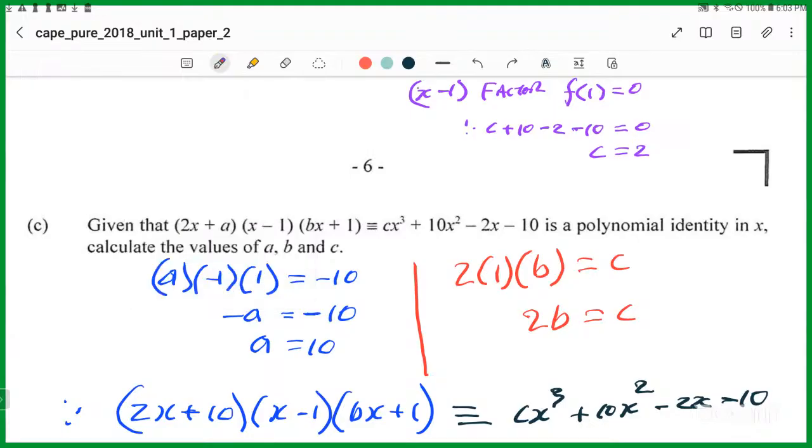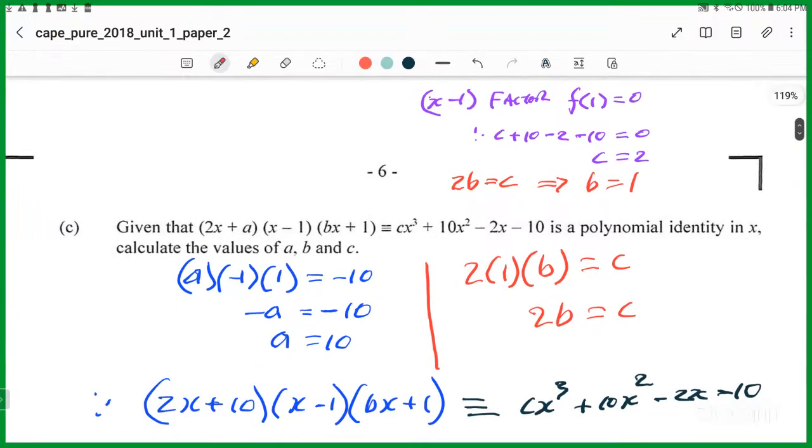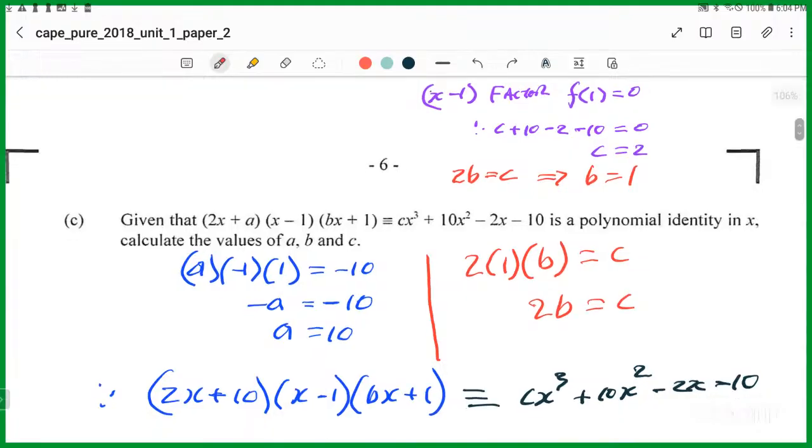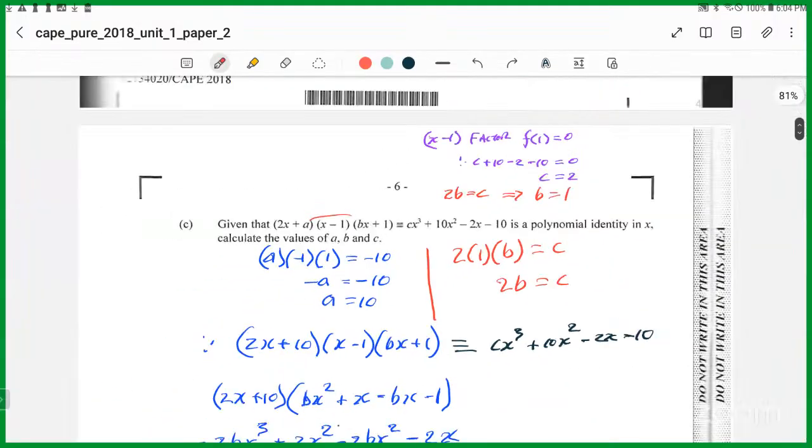Because as I said, this times this must be equal. So you could have said 2b equals c, and c is 2, then b must equal 1. So therefore b equals 1. So actually I did the question a long way. This is the easiest way to do it. And then again, this times this gives you a quick and fast. So this is the easy way to do it, by recognizing that x minus 1 is a factor.